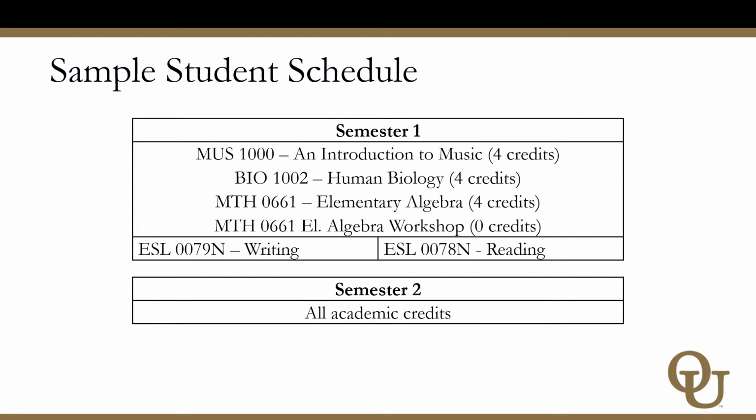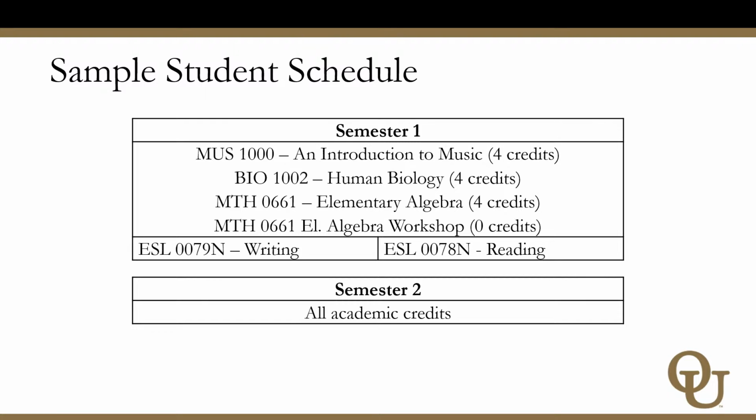So if you were a GAPP 1 student, here is a possible schedule that you would have. You would be taking a music class for 4 credits, a biology class for 4 credits, a math class for 4 credits, as well as attending the workshop that supports the math class for 0 credits. That's a total of 12 credits.